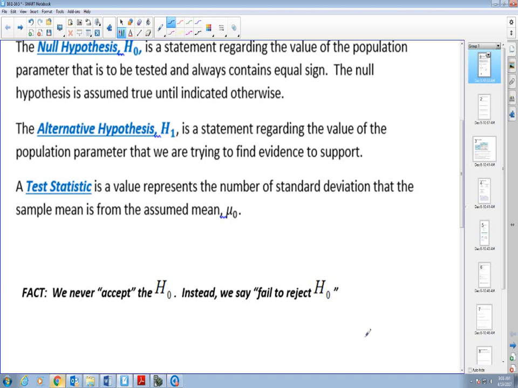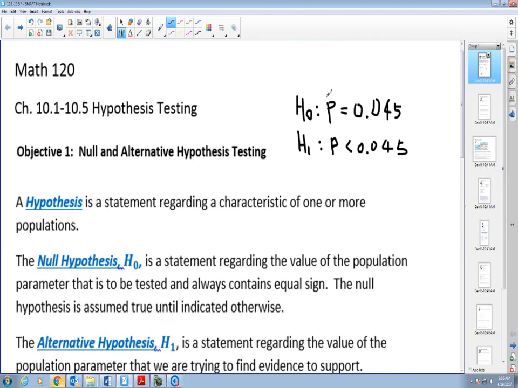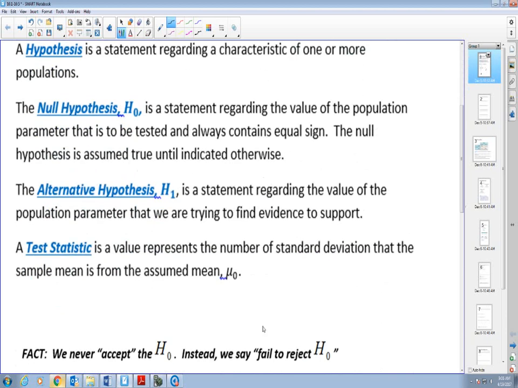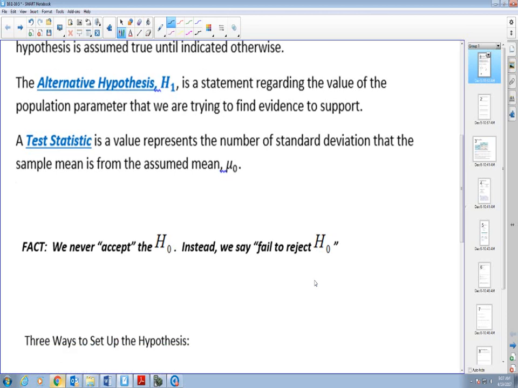A very important fact: you never say we accept the null hypothesis. We never say we accept that what they are saying is true. Instead, we say we fail to reject the null hypothesis. Very important wording. Never say that what the government told us is correct. Instead, we say we fail to reject what they are saying.